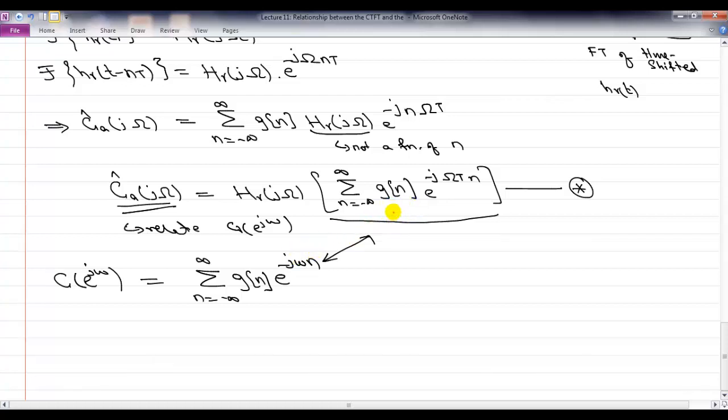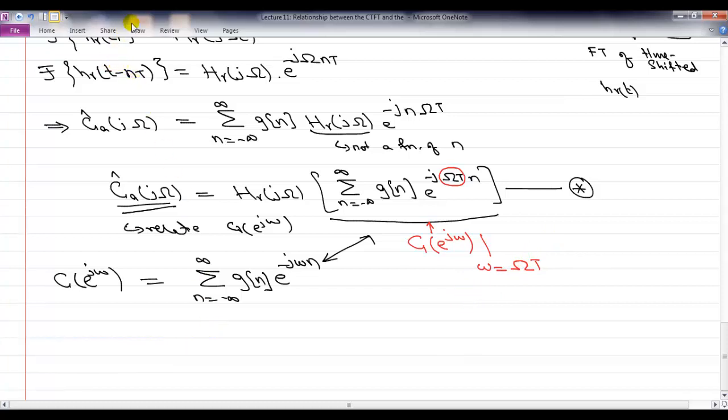These are exactly the same formula, except that instead of little omega, you have capital omega T. So this is nothing but G e^{j omega} with little omega replaced by capital omega T. Remember how when we were going from continuous time to discrete time, we got almost the same expression with capital omega replaced by little omega over T. This is just a reverse version of that. You get little omega equal to capital omega T.